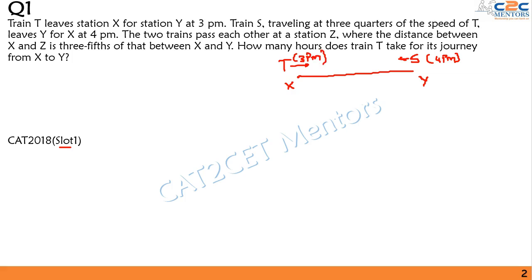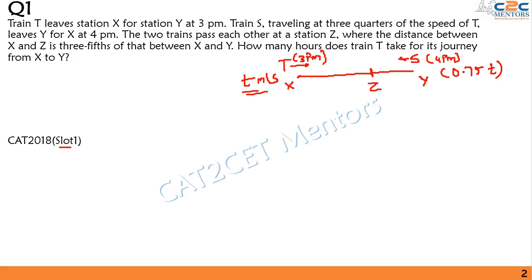This much is the information, and if I assume that train T travels at t meters per second, we are given that train S travels at 3/4 of the speed at which train T travels. So the speed of train S is going to be 0.75 times T, or 3/4 of the speed of train T. Now we are given that the two trains pass each other at station Z. Let us assume that this is station Z. It is also given that the distance between X and Z is 3/5 of the distance between X and Y.